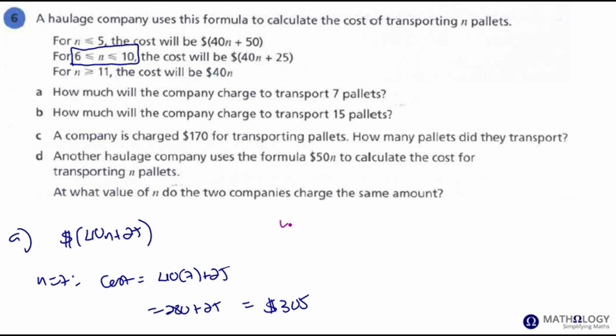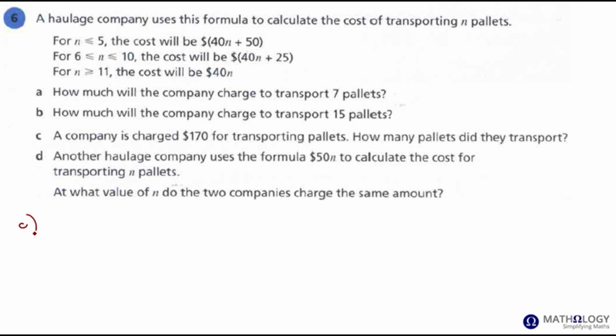How much will the company charge to transport 15 pallets? Well, 15 pallets is greater than 11, so the cost will be 40n. For n equals 15, the cost will be 40 times 15, which is $600. The company charged $170 for transporting pallets. How many pallets did they transport?